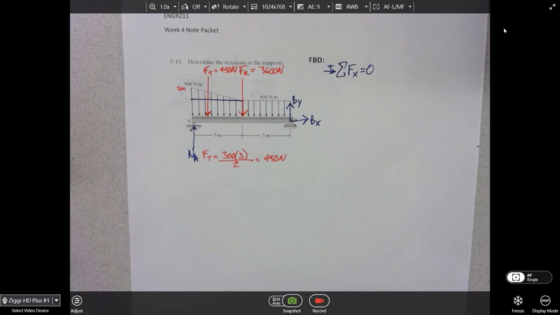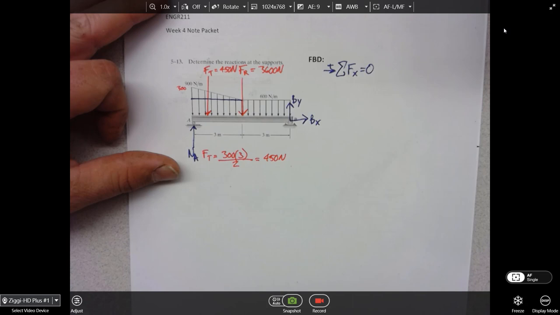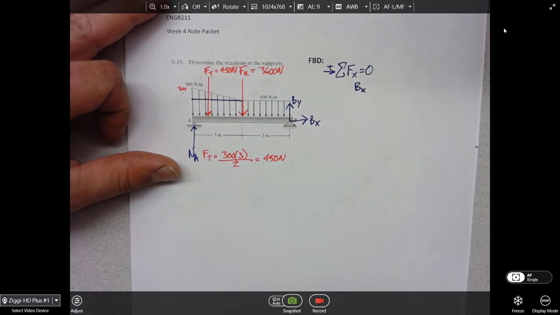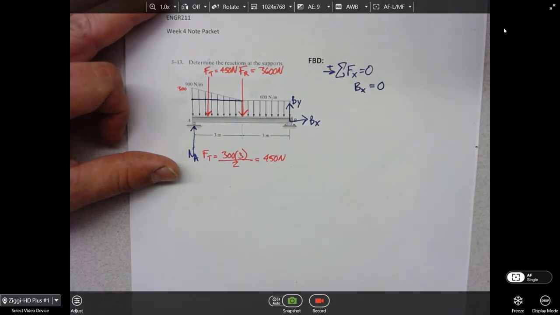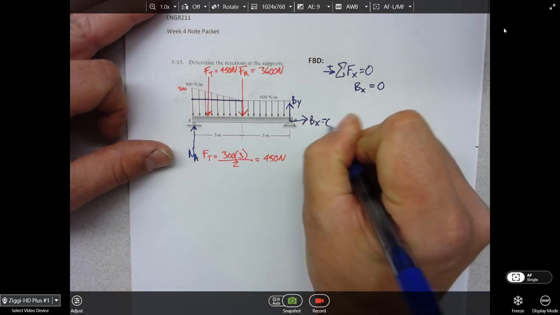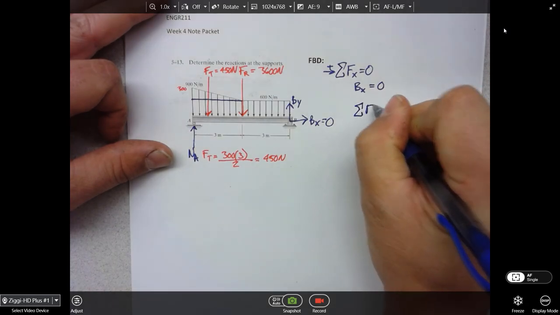Brendan, you asked why we can solve for three unknowns. It's because we have three equations of equilibrium that we can solve simultaneously. So what forces act in the x direction in our drawing? Looks like B sub x, right? That's it? And we're saying it has to be equal to zero for this thing to be in static equilibrium. So we've solved for one of our unknowns. That'd be zero. Sum of the forces in the y direction.